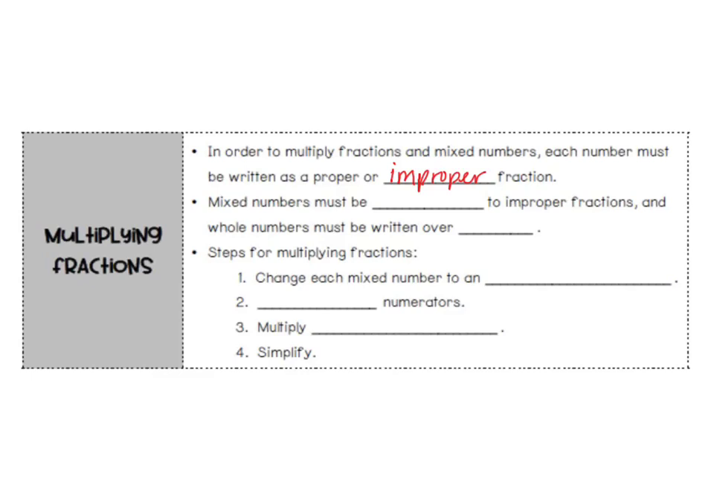Mixed numbers must be converted into an improper fraction, and whole numbers must be written over 1 before you can multiply with them. So here's our steps for multiplying fractions. The first thing you do is you change each mixed number to an improper fraction. It has to be changed. Remember, we use that around the world to help us.